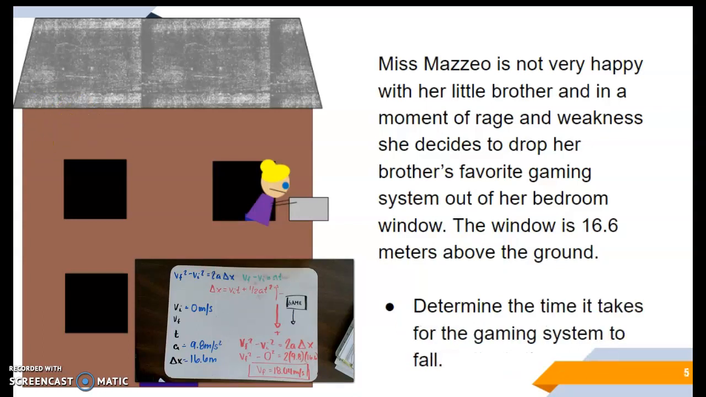And next, it wants to know the time it takes for the gaming system to fall. So, looking at my variables, I can use either of the two remaining equations. Now, if you are really confident that you did your math correctly and 18.04 is in fact the final velocity, then you can absolutely use VF minus VI equals AT. If you're not so confident and you don't want to duplicate or work with a mistake, then you would use delta X equals VIT plus 1/2 AT squared. I'm a little unsure, so I'm going to use delta X equals VIT plus 1/2 AT squared.